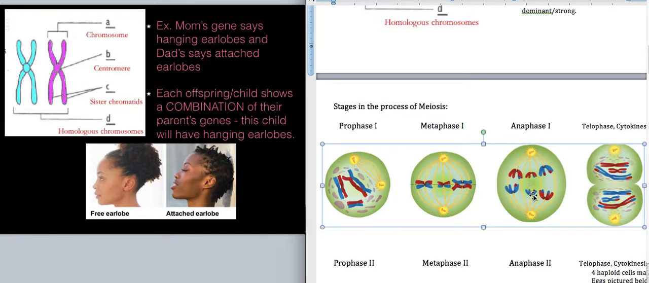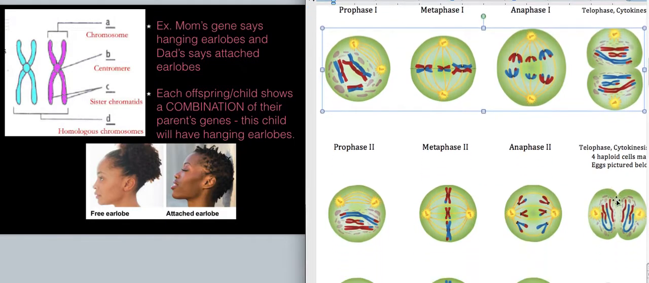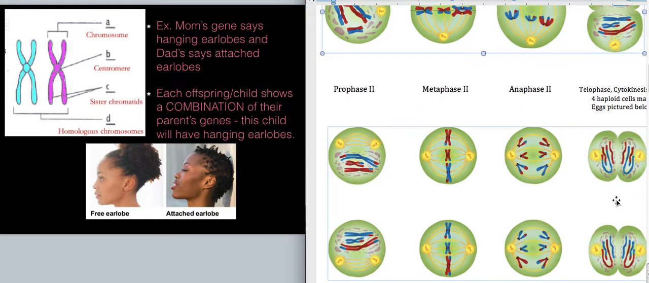Homologous chromosomes separate. Tela means far apart, so the homologous chromosomes reach opposite sides of the cell. Cytokinesis means the cell splits, so the cytoplasm of the cell is dividing. Then we get to prophase 2. Pro means first, the DNA first becomes visible.